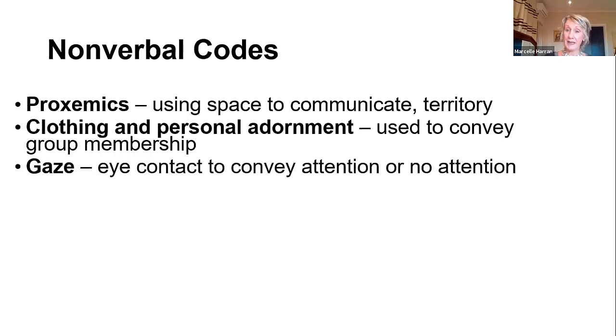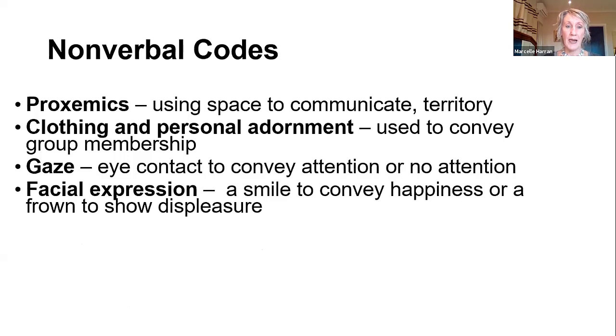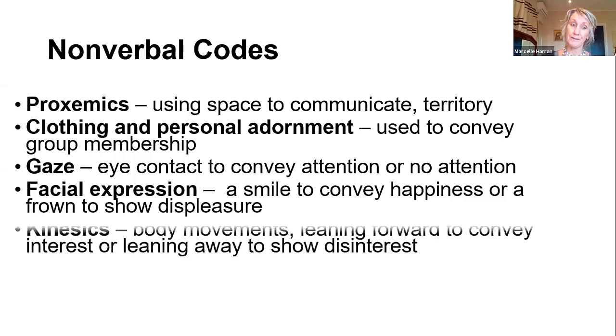Our gaze, do we make eye contact to show that we're paying attention, or do we avert our eyes to show no attention? Culturally, this also has different meanings. Making eye contact might be rude in one culture, but quite acceptable in another. So it's also culturally different. Our facial expression, we often use a smile to convey happiness and a frown to show displeasure, we're not happy with something. They say there are 5 facial expressions that are universal, so whether you're happy or you're sad, people will understand that facial expression.